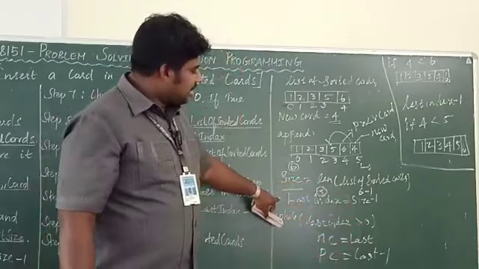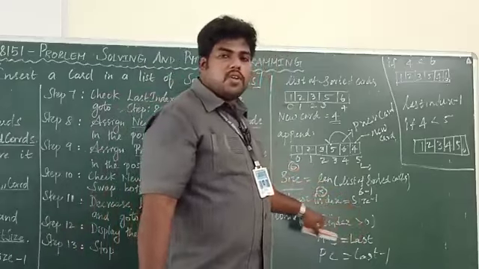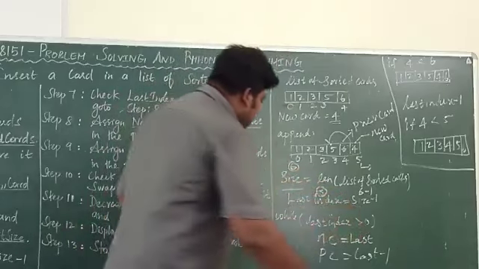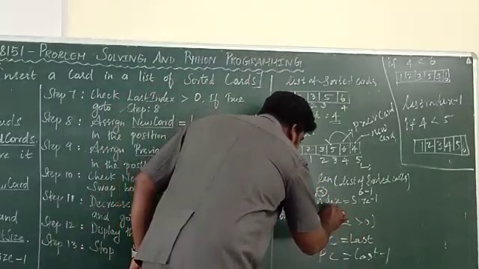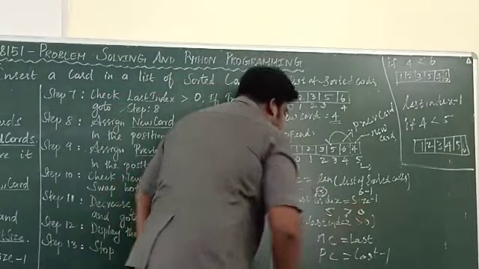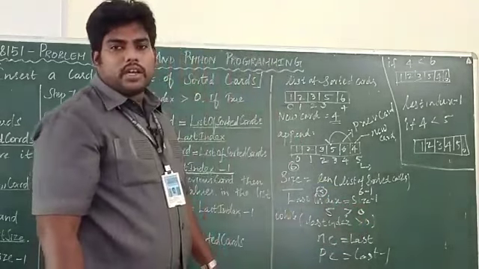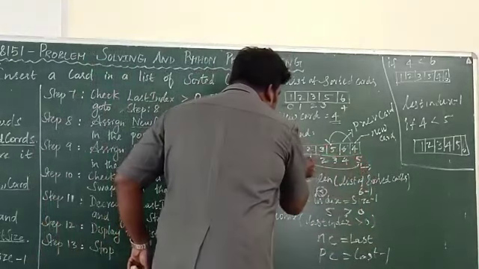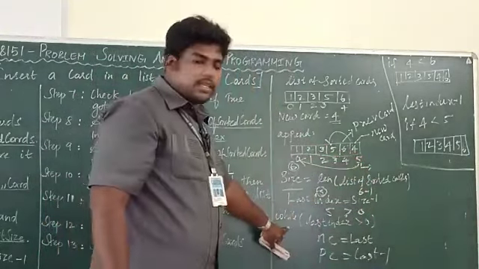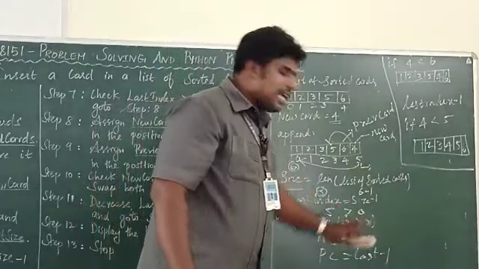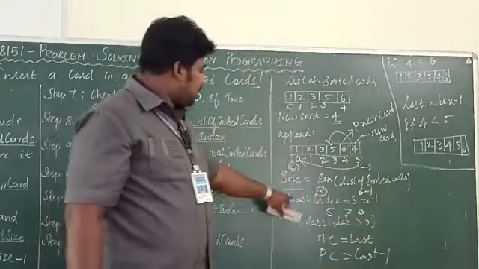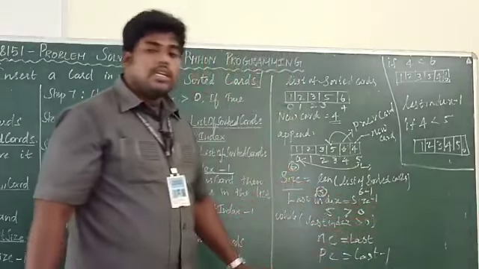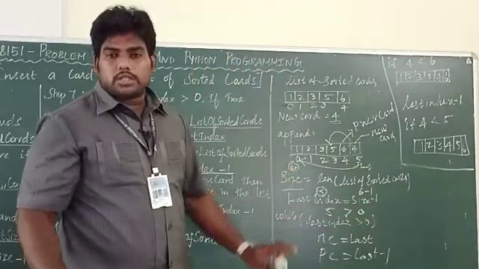So here last index is initialized. What's the last index value? 5. So while 5 greater than 0, whether the condition is true or not. I want to sort the elements from here, 5 to 0. That's what I check in the condition. Last index greater than 0. What's the last index here? 5. 5 greater than 0. Condition true or false? Condition is true.